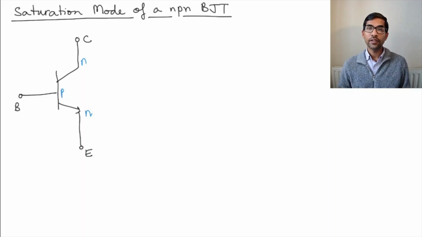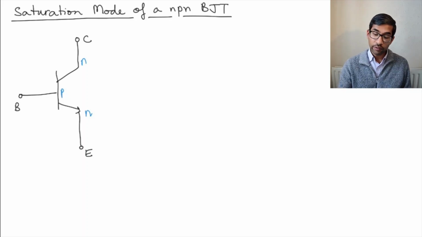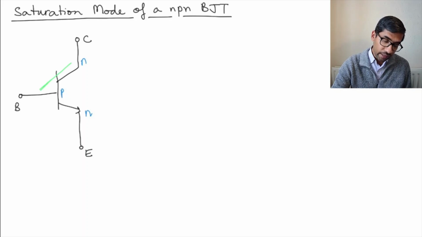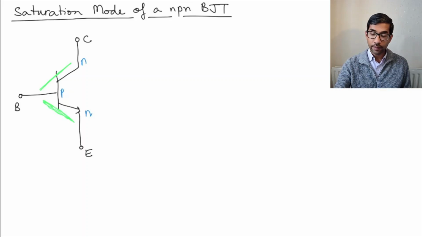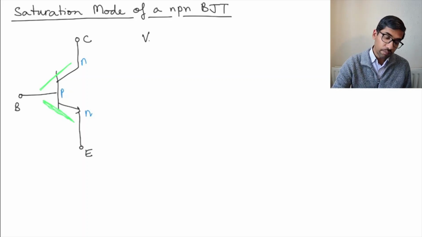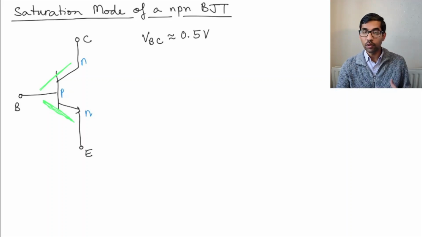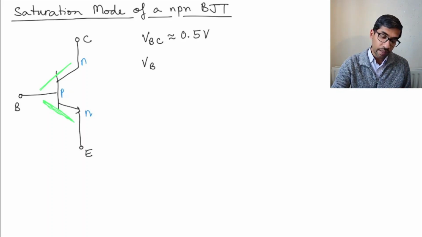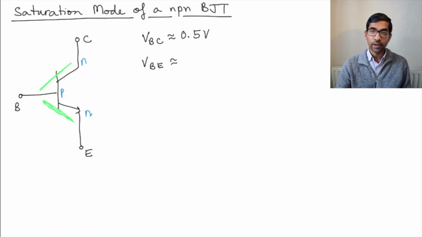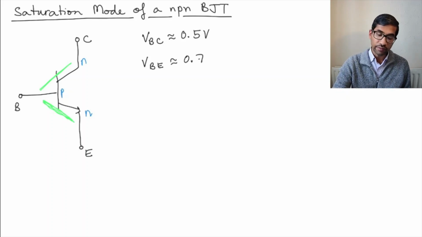Hi, in this video I want to talk about the saturation mode of the NPN BJT. As we already discussed, in the saturation mode, both the base-collector junction and the base-emitter junction are forward biased. Because they are forward biased, we can write VBC is approximately 0.5 volts, which is the forward voltage of the base-collector junction, and the base-emitter junction has a forward voltage of approximately 0.7 volts.